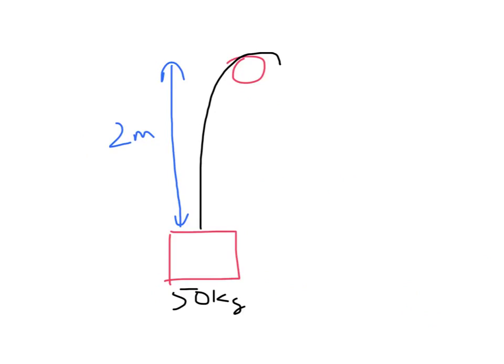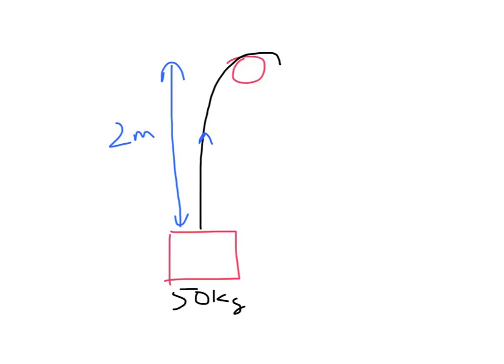Okay, in this example we'll look at work done and gravitational potential energy. So let's assume we have this mass here and a pulley doing the work, and essentially the wire is here and it's going to lift upwards to a distance of 2 meters. Now let's work this out.